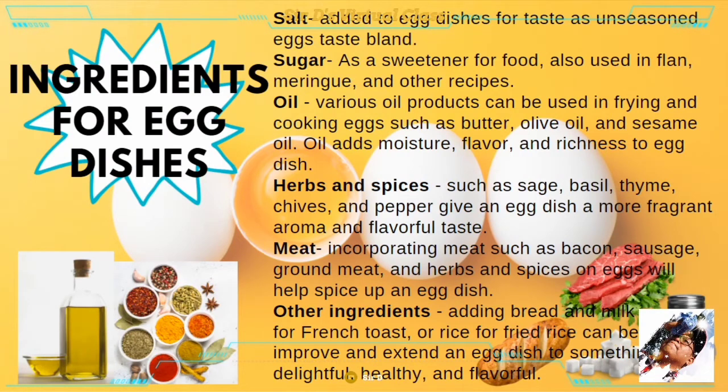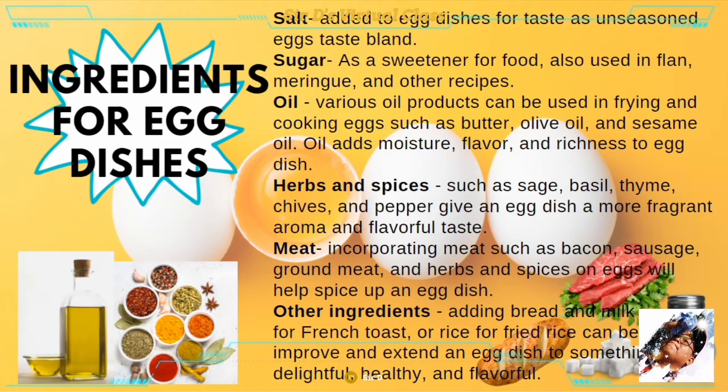So how are you doing so far? There are a lot of things that we still need to discuss about the eggs. And part of that is the different ingredients for egg dishes. We can use salt to add flavor to the bland taste of the eggs. Sugar as a sweetener used in flans, merengue, and some other baked recipes.